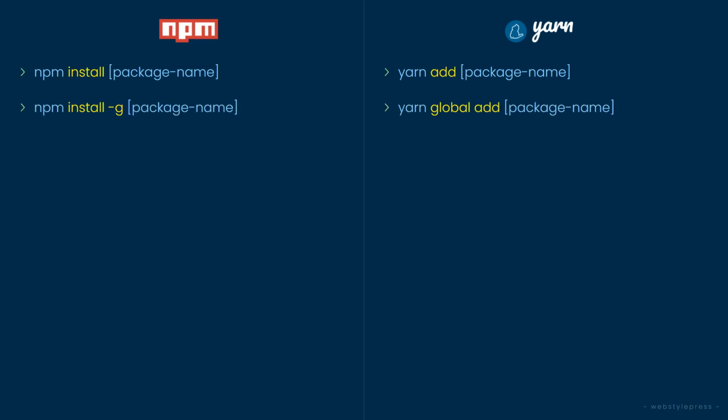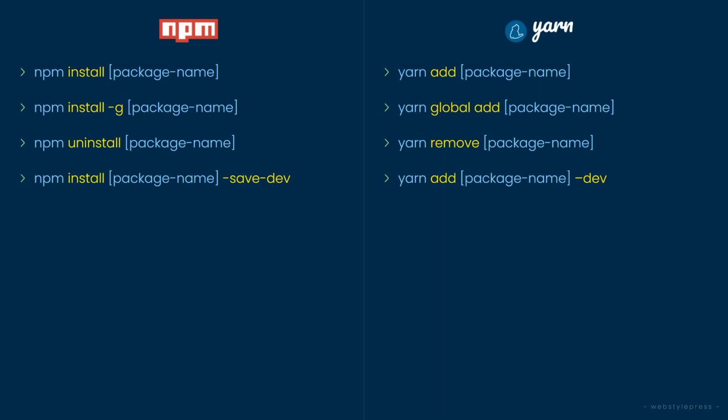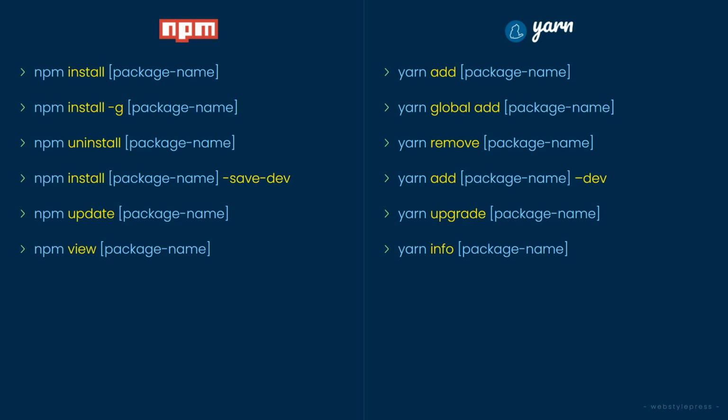There are also a few common commands that differ for both package managers, such as to install a package, there's a difference between install and add. To install a package globally, the -g flag and global is the difference. To uninstall a package, the difference is uninstall and remove. To install a package as a dev dependency, there is a small difference as well. To update a package, the difference is update and upgrade. To view package information, the difference is view and info.